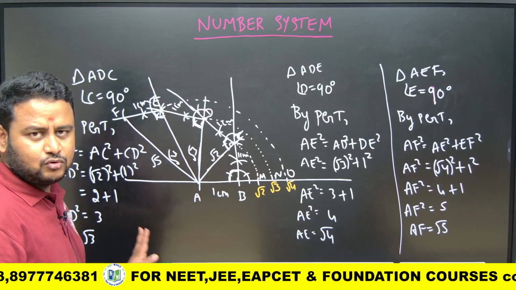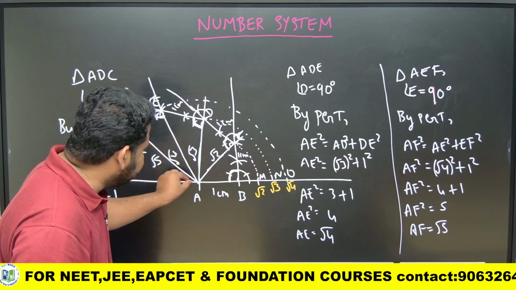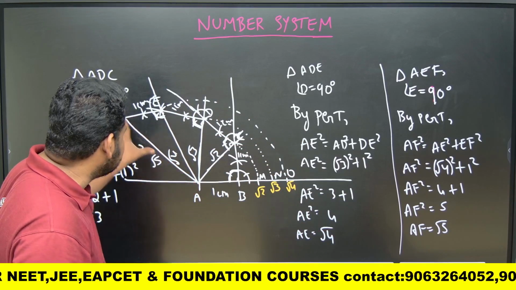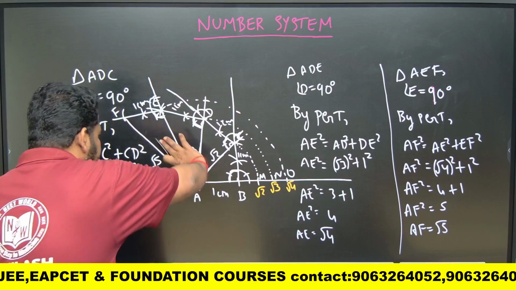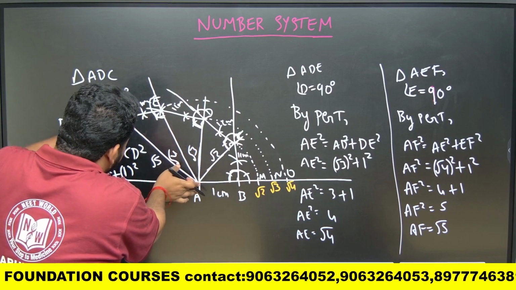Is it done till here? No. We have got root 5, but we have to represent it on the number line. So what I'll do is keep one tip of the compass here and extend till here. I'll get root 5. Keeping one end of the compass here and the other end here.